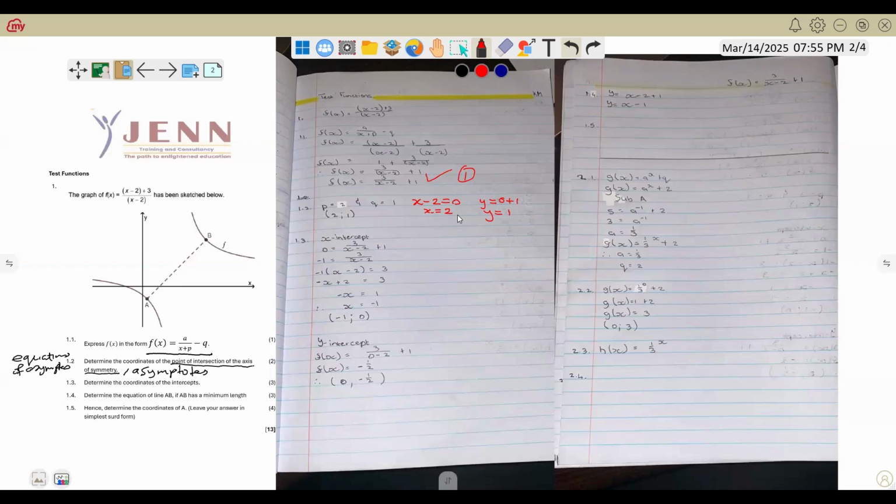But take note there, if the question strictly says equations of asymptotes, don't use the p's and the q's. You use x and y if they want equations of the asymptotes, because if you use p and q, you are going to lose all the marks.